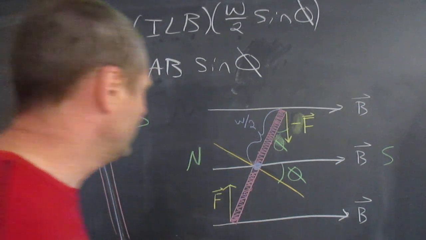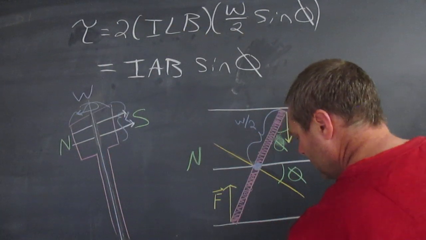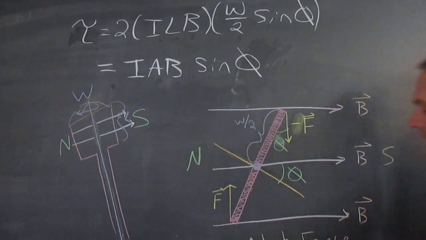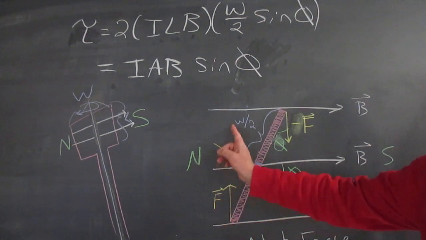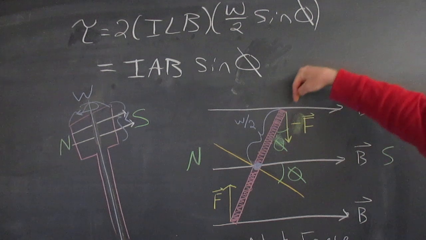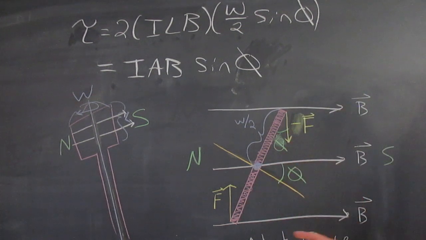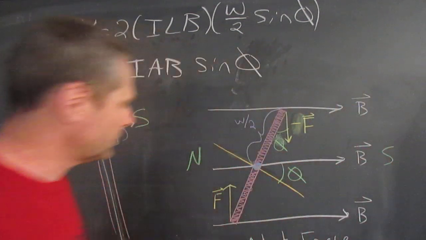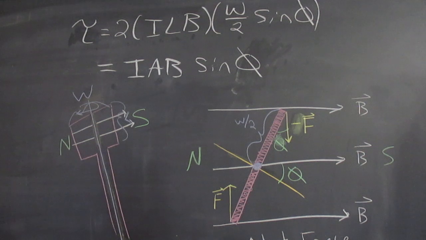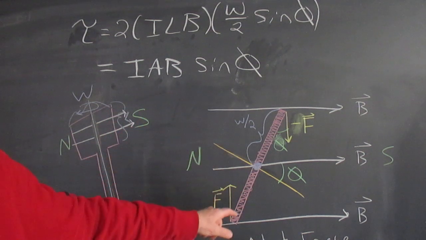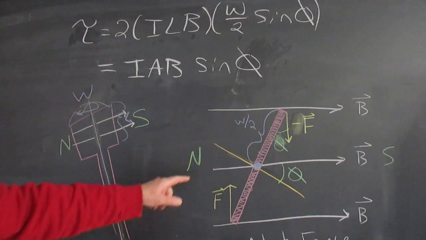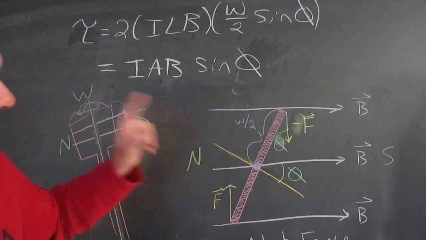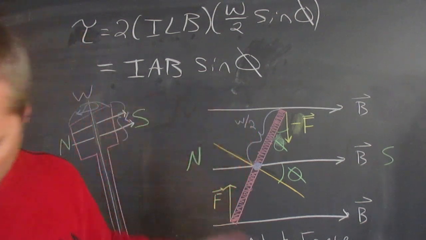And so there is no net force on the loop. There's no net force on the loop because this one is in the positive y direction, this one is in the negative y direction, and they're of equal magnitude. Therefore, if you add the two of them up, you're going to get 0. So this loop does not experience a net force. However, the loop does experience a torque, and it is that torque that causes the loop to rotate.